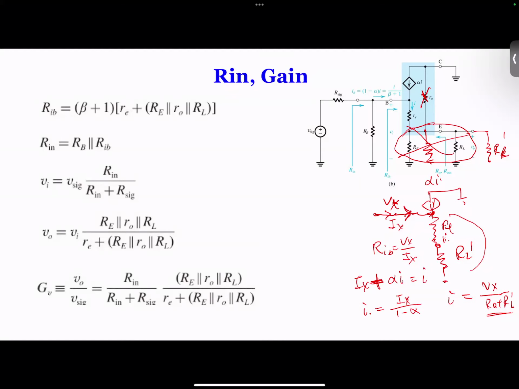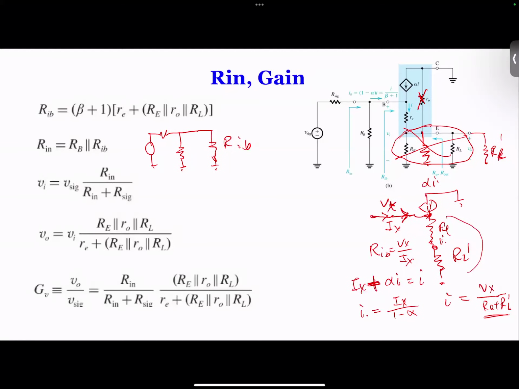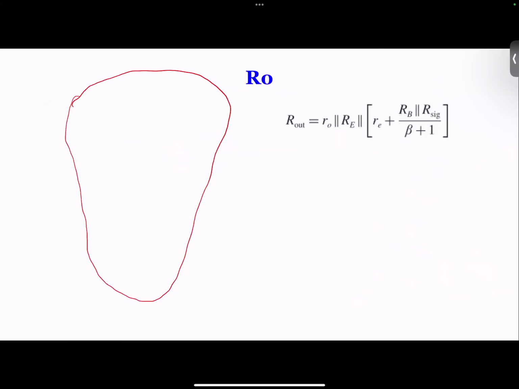Okay. Now, if you got that one, the whole circuit becomes this. The whole thing here is RIB, and now you have these two in parallel. Now you can do the voltage divider: the input over here is Vin divided by this one, and you have Vo, and you have the gain. So everything follows very straightforwardly. That's how you do this, just step by step.